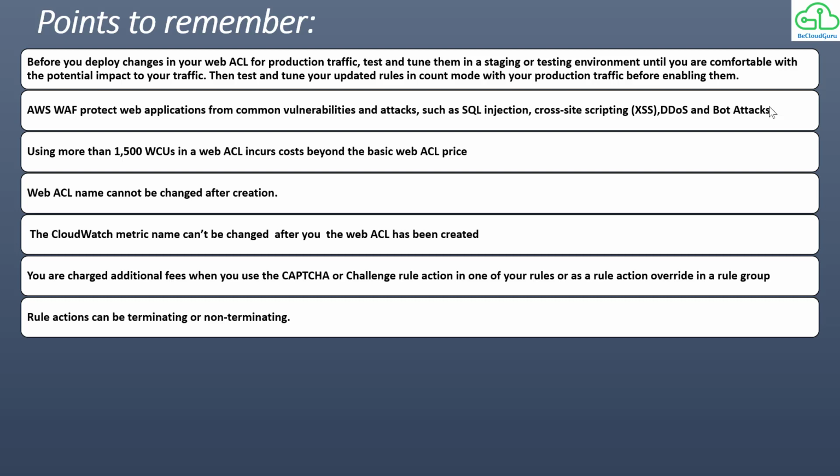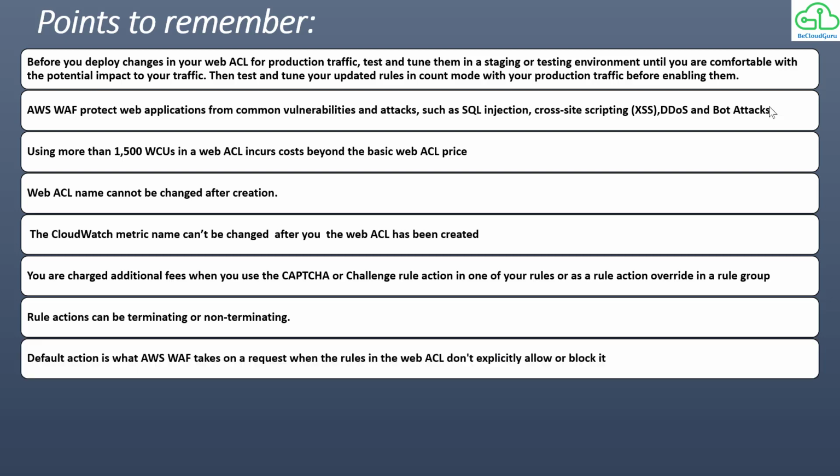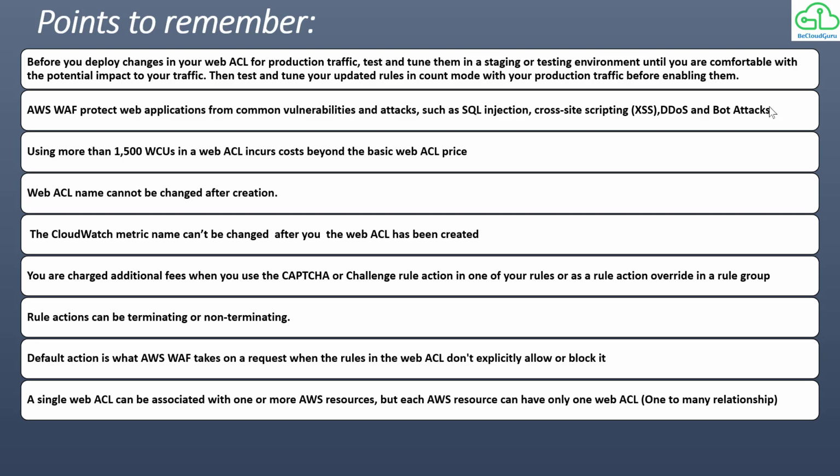We know that rule actions can be terminating or non-terminating. Terminating actions are allow and block, and your non-terminating action is count, and your captcha and challenge can be terminating or non-terminating as well. Your default action is the action which you define for your AWS WAF, which it takes on a request when the rules in the web ACL do not explicitly allow or block it. So if your rules and the rule groups are not allowing or blocking a request, then the default action is what is going to be applied.